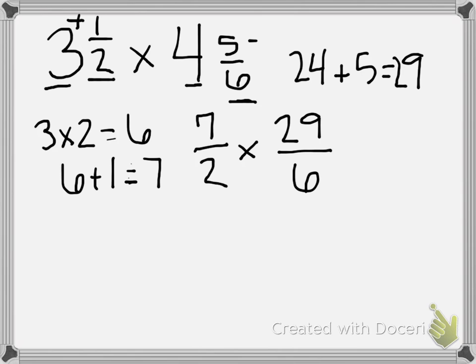Now with multiplying fractions, you don't need a common denominator. You can just multiply. So 7 times 29 equals 203. 2 times 6 equals 12. So I'm going to go to a new slide. So now I have the answer 203/12. I need to change this into a mixed number or a proper fraction.